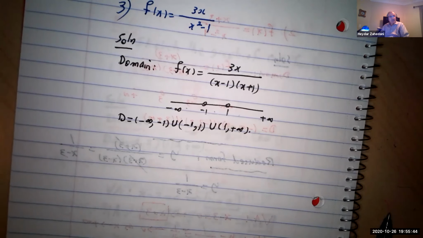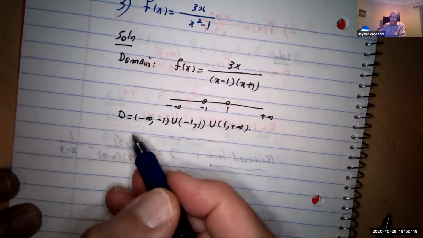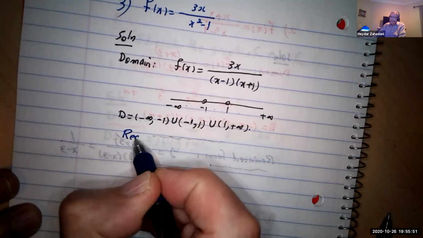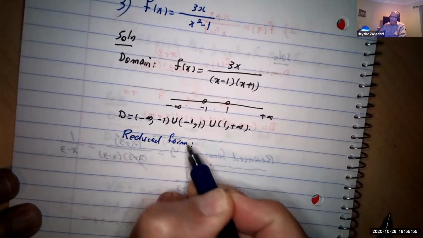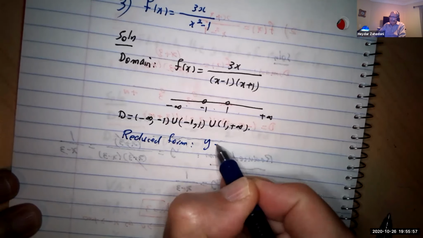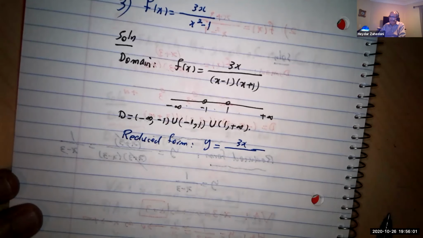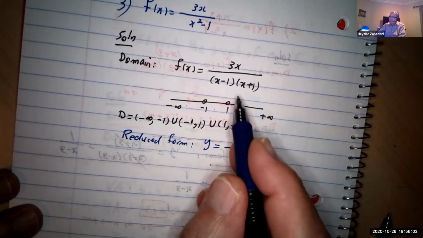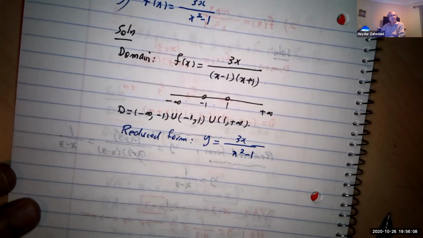Reduced form, you cannot reduce it, but we write it down to say that I did check it. Reduced form, simplified form, it's the same. So we have y equal to 3x over the denominator, either version with the factor or otherwise. We cannot simplify it.